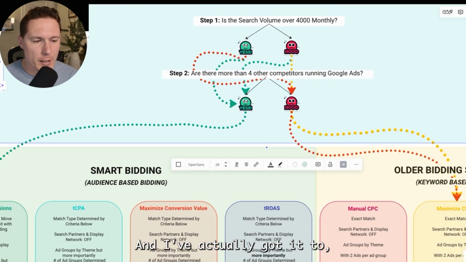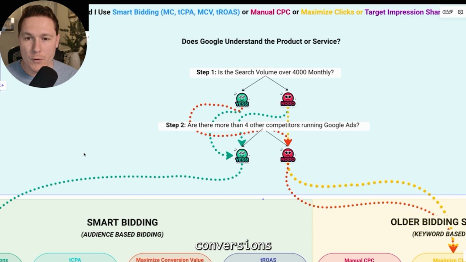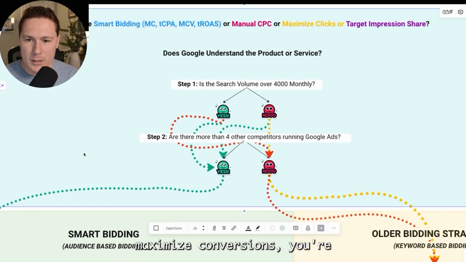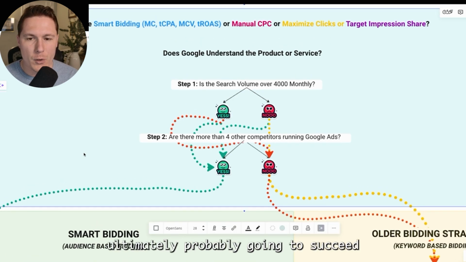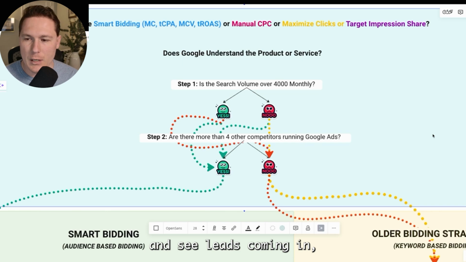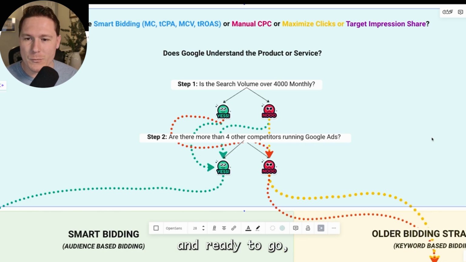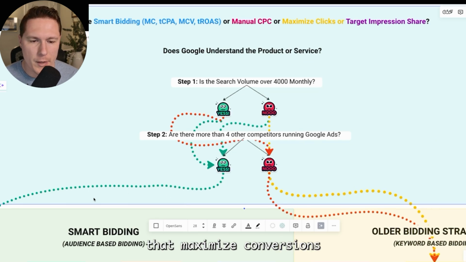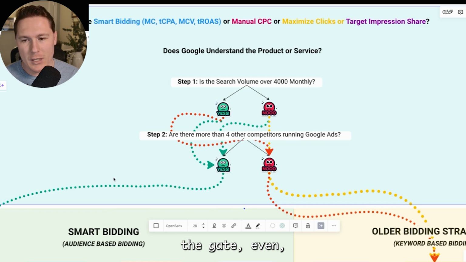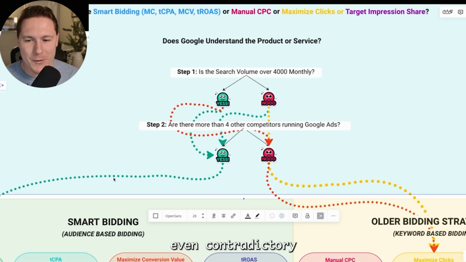And I've got it going to maximize conversions. If you set it on maximize conversions, you're ultimately probably going to succeed and see leads coming in fairly quickly, depending on the budget that you have. You need to make sure that conversion tracking is super solid and ready to go, or else it will ultimately fail. Maximize conversions is a good strategy to use out of the gate, contradictory to what a lot of people say.